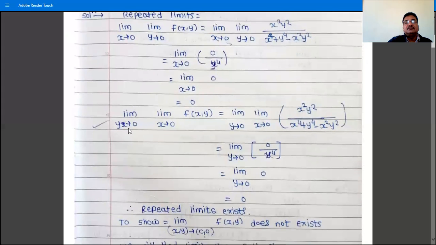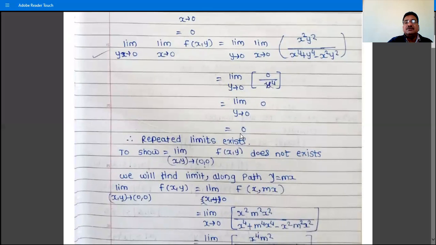Then the limit as y tends to 0 of the limit as x tends to 0 of f(x,y) is the other repeated limit. So first write the value of f(x,y) as this, and then we first find the limit as x tends to 0. So substitute x equals 0. We get the answer 0 by y raised to 4. Here write y raised to 4, because x is 0 means the numerator is 0 and the other term is 0. So 0 by y raised to 4 is 0.